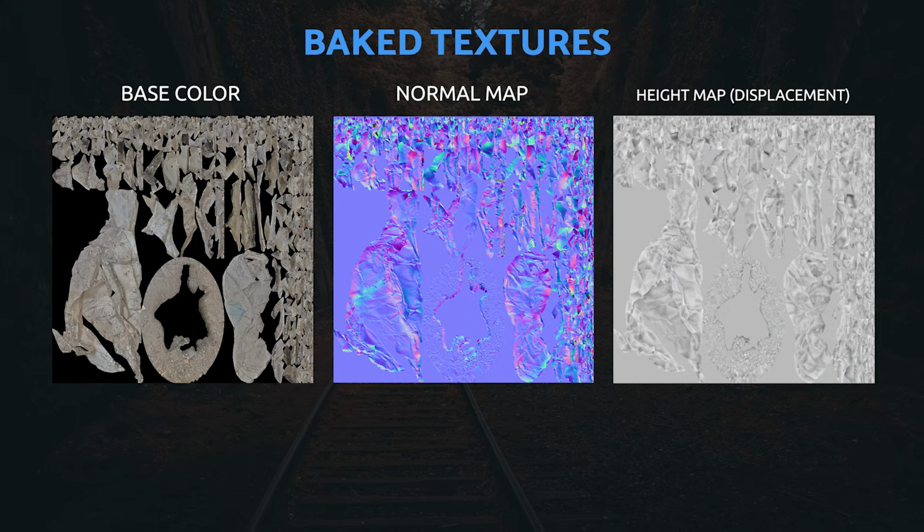So what we're gonna do is bake 3 maps. The displacement map from the multi-res modifier, the normal map from the Highpoly version of the model, and the diffuse map or the base color map from the Highpoly version as well. Let's start with the trickiest one, the height map.